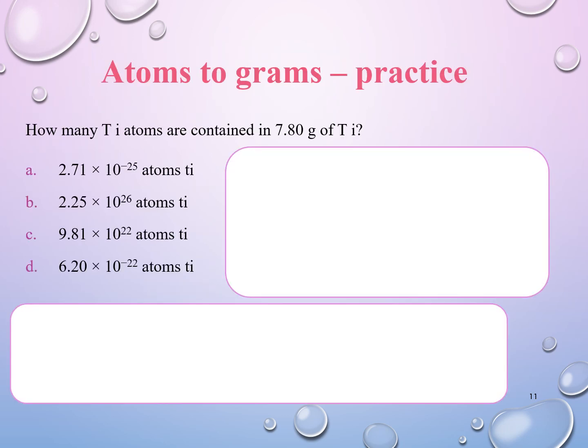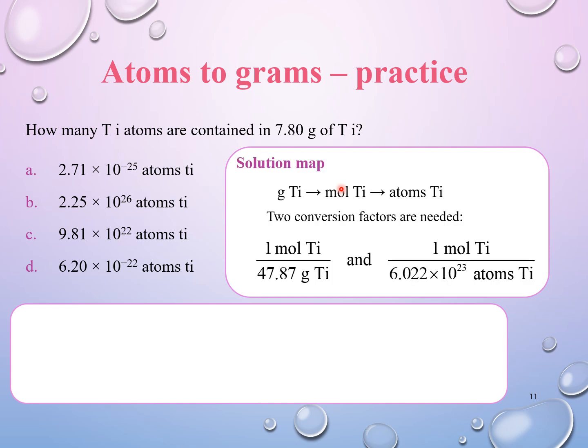So the next question we have is how many titanium atoms are contained in 7.80 grams of titanium? You'll need to look some information up from the periodic table. We need to convert from grams to moles and then to atoms, just like what we did earlier. If you look on your periodic table, 1 mole of titanium is 47.87 grams of titanium. 1 mole of titanium also has Avogadro's number of atoms of titanium.